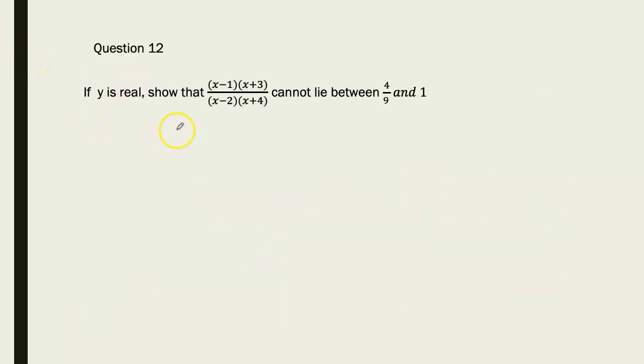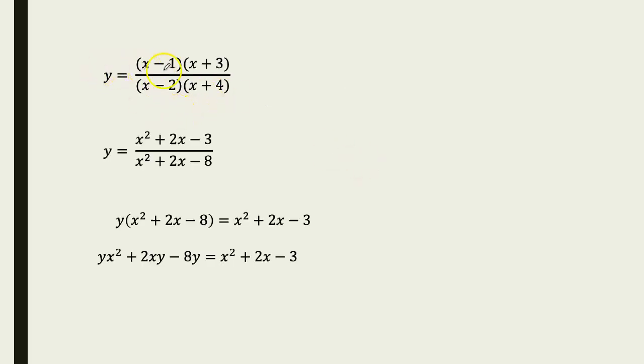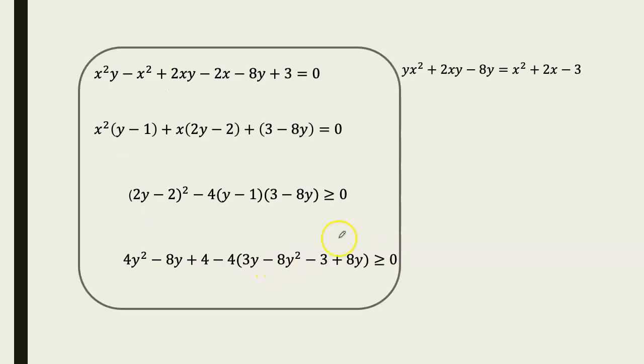Next question. If y is real, show that (x minus 1)(x plus 3) by (x minus 2)(x plus 4) cannot lie between 4 by 9 and 1. So if I call y as (x minus 1)(x plus 3) by (x minus 2)(x plus 4), what do you get when you open the bracket? y equals x squared plus 2x minus 3 by x squared plus 2x minus 8. Cross multiply, so you get yx squared plus 2xy minus 8y equal to x squared plus 2x minus 3. So you get a quadratic in x: x squared into (y minus 1) plus x into (2y minus 2) plus (3 minus 8y) equal to 0.